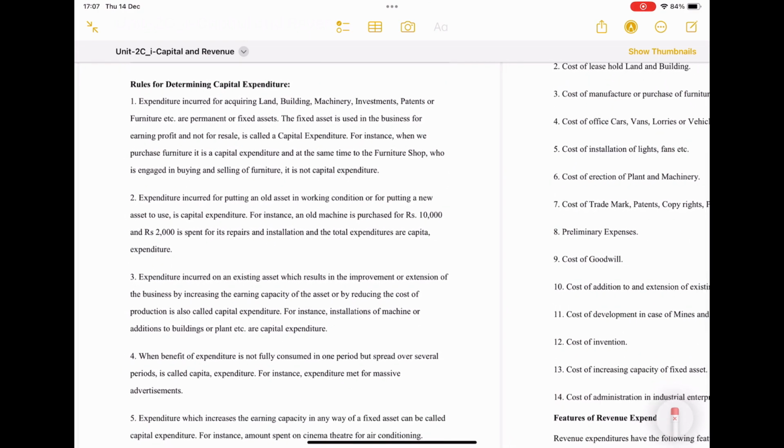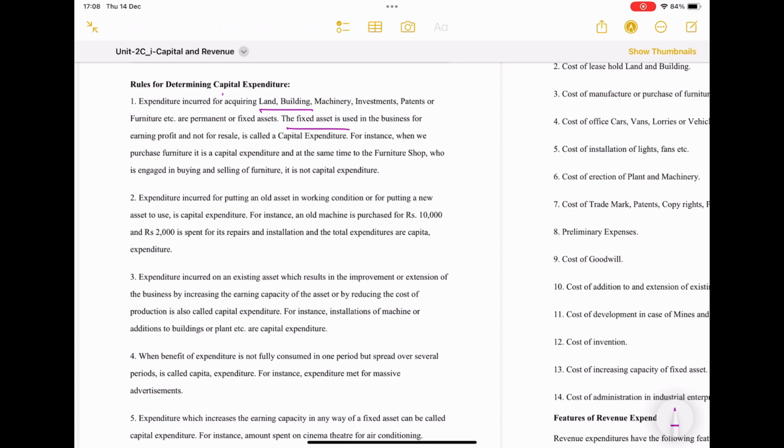So here they have given a few rules for determining capital expenditures. The first rule is expenditures incurred for acquiring land and building or a fixed asset. Any expense incurred for the purchase of an asset, we are going to identify as a capital expenditure.